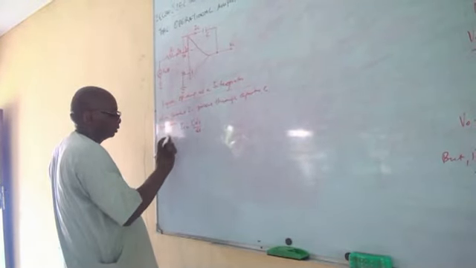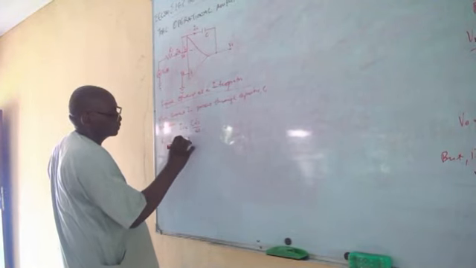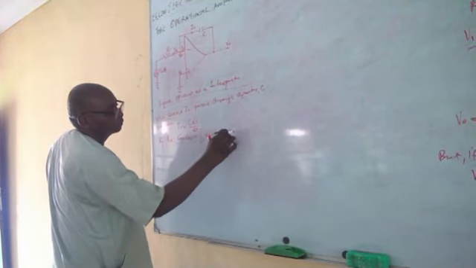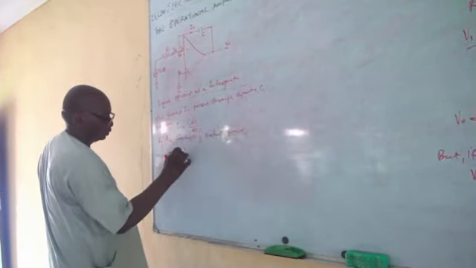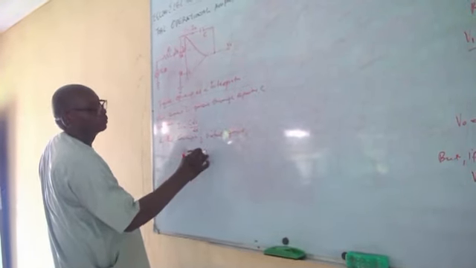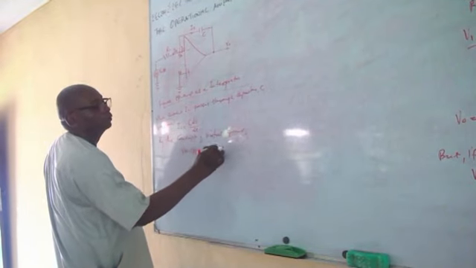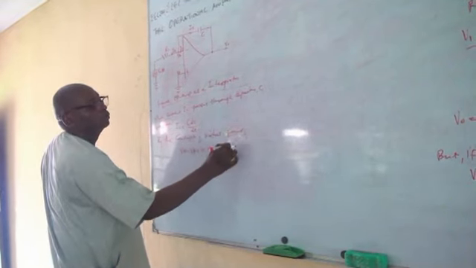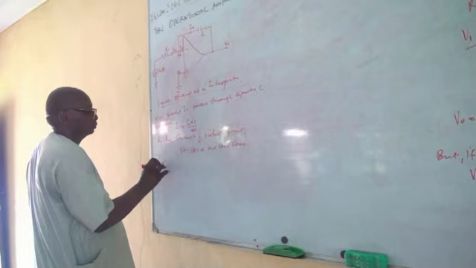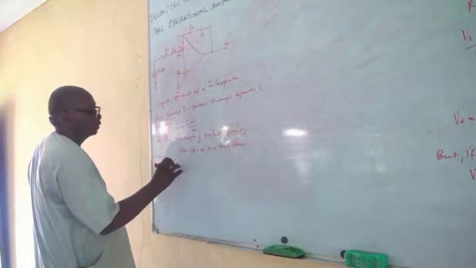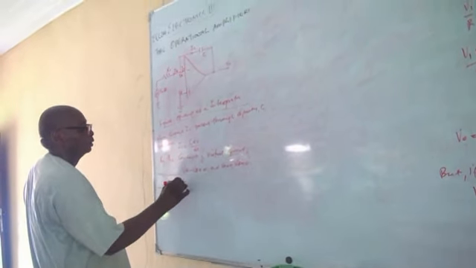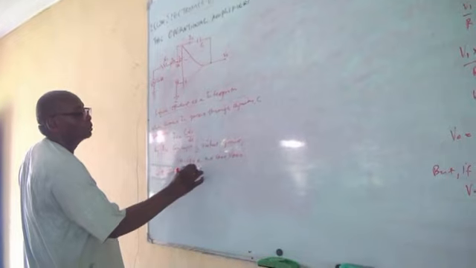By the concept of virtual ground, VA minus VB equals 0, and VA equals 0, VB equals 0, with Z in tending to infinity, then I1 equals 0.